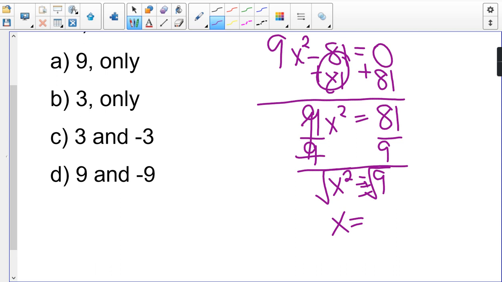So what does it mean to take the square root? It means what number do you multiply by itself to get 9? Well, that's 3, but I have to remember that positive and negative 3 could both be multiplied to get positive 9. So my answers are 3 and negative 3.